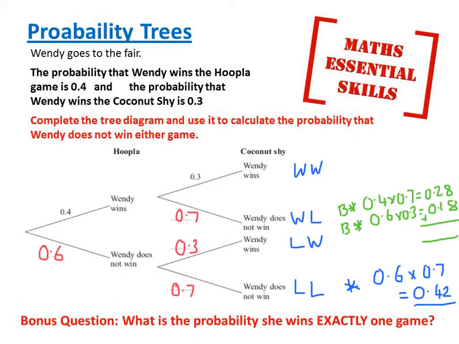So 8 add 8 is 16. 1 and 1 and 2 make 4, and 0 add 0 is 0. So the probability for the bonus question of winning one game, just one game, would be 0.46.